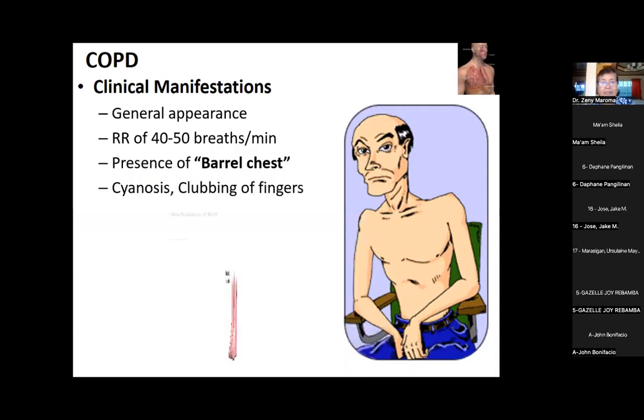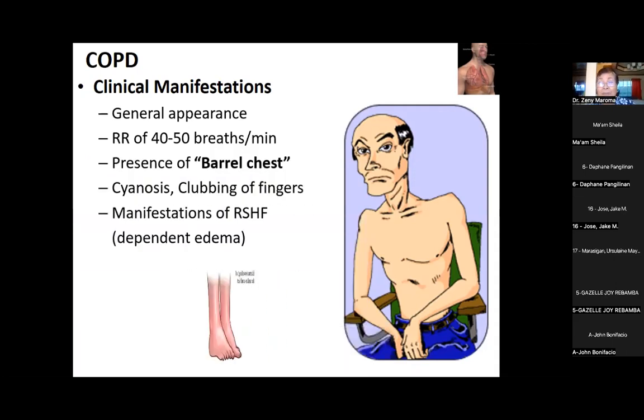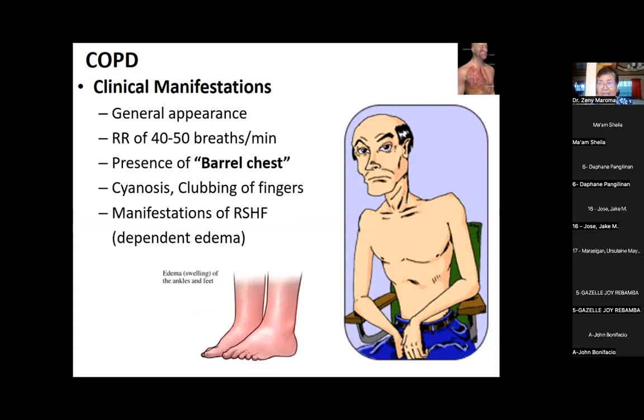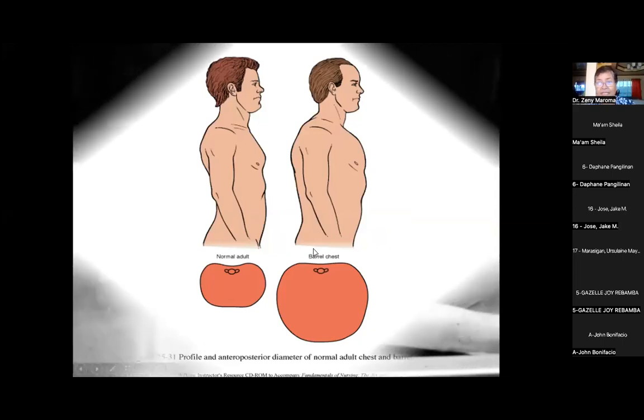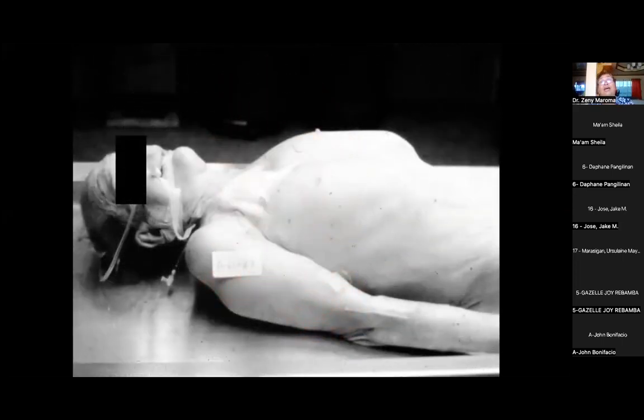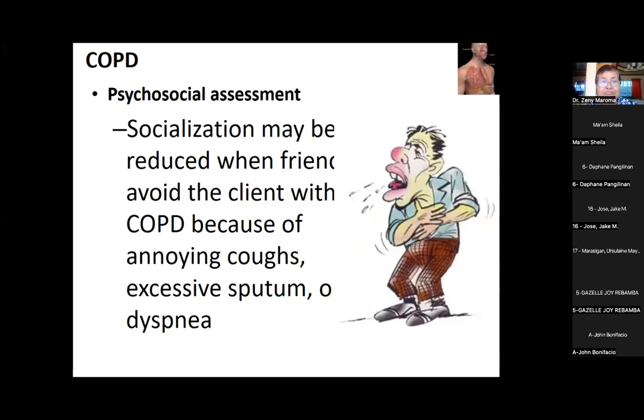Okay. And also manifestations of right-sided heart failure, no? There is leg edema. Okay. Ito yung normal anteroposterior diameter of the chest, and there's increase in anteroposterior diameter of the chest, makapal ang dibdib sa likod at harapan, which is very evident when the patient is in supine position. Okay? Barrel chest, basta nakita nyo barrel chest, there's emphysema.